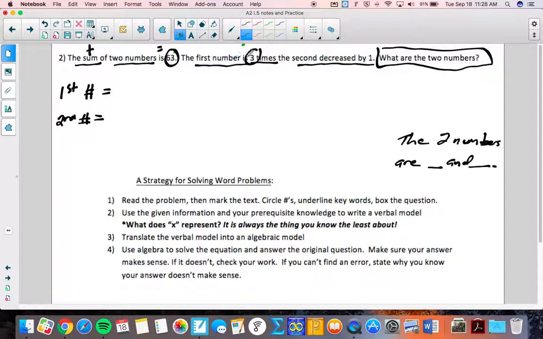The first number is 3 times the second. So I have a sentence telling me about the first number. That means x is going to be the one I know, again, least about, which is the second number. I don't have a sentence that says the second number is such and such. So the second number is x. But now I can go back and read that phrase. The first number is 3 times the second decreased by 1. So 3 times the second number decreased by 1.